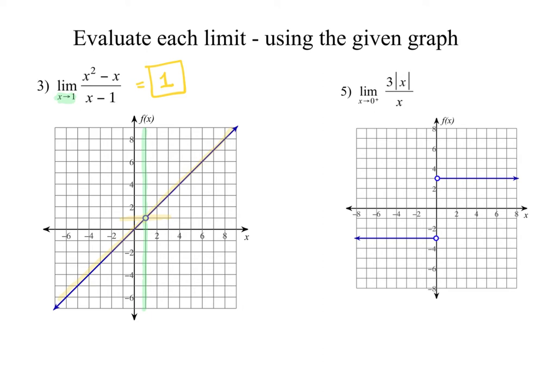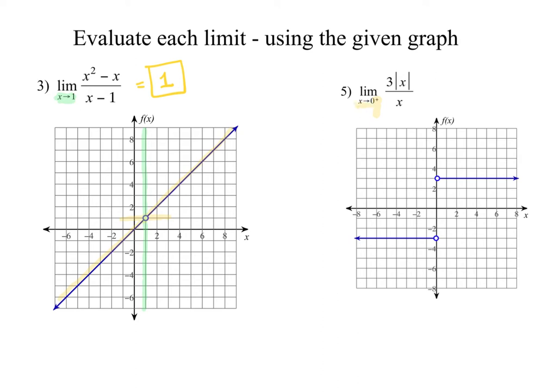Now number 5 is a little bit different. You'll notice that on number 5 you have this little tiny plus sign here. That indicates that you are looking for a one-sided limit. Specifically here, you are looking for a limit from the right. Remember, the plus sign indicates a limit from the right. A negative sign indicates a limit from the left.